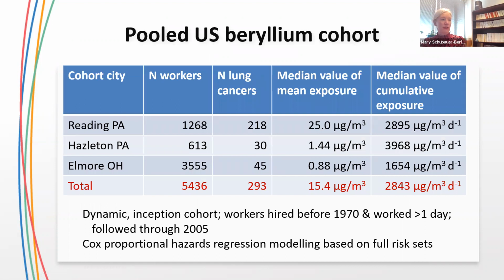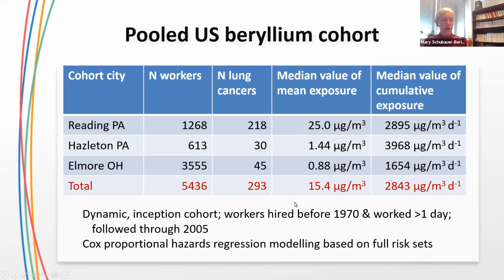It was a pooled 3-plant cohort with about 5,500 workers and about 300 lung cancer cases. However, one plant had far more cases than the other 2 plants, even though it wasn't necessarily that much larger, or it was even smaller than the 3rd plant. However, it had much, much higher exposure levels for beryllium on an average basis. The cumulative exposure was lower or fairly similar to the other plants.